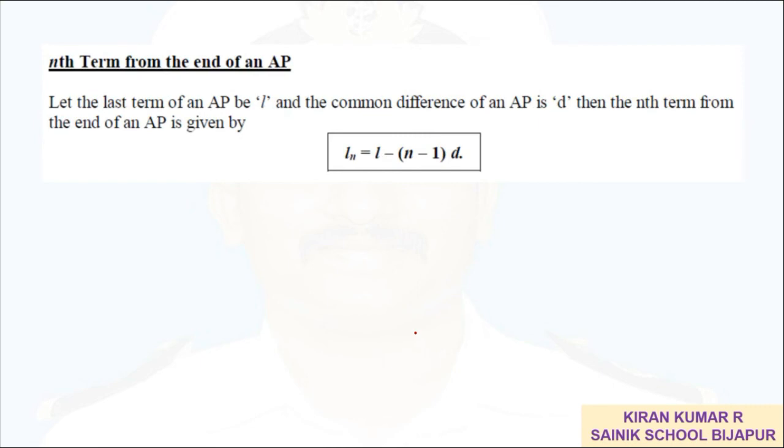Just have a note, you can write this out. Nth term of an AP. Let the last term of an AP be L and the common difference be D. Then the nth term from the end of an AP is given by Ln equals L minus (n minus 1) times D. This is very helpful in solving a few questions.